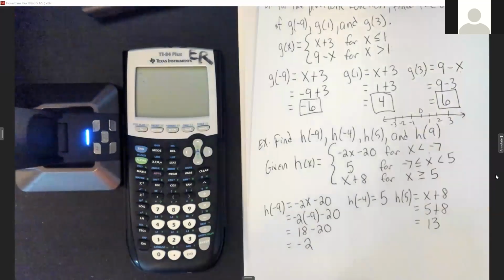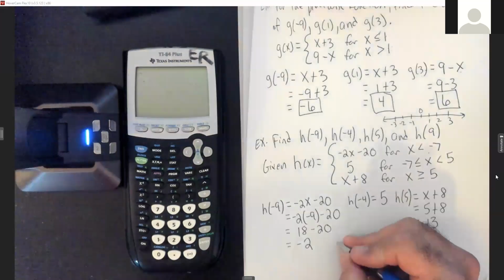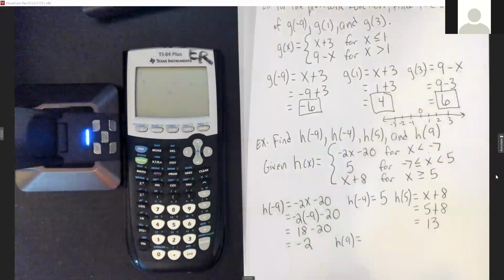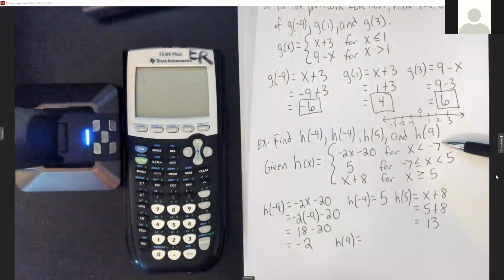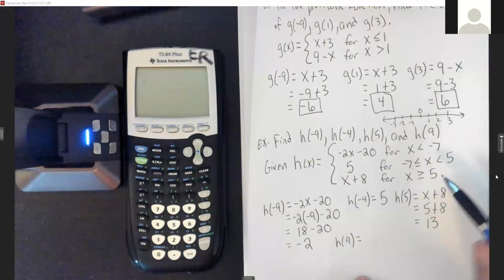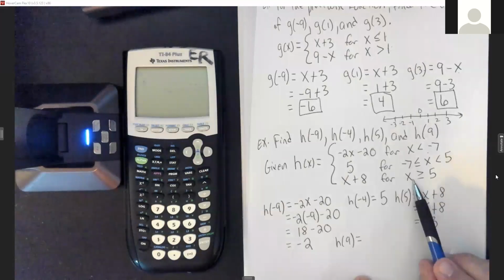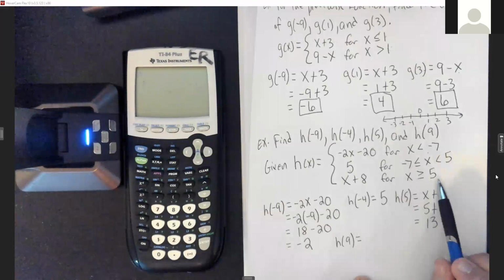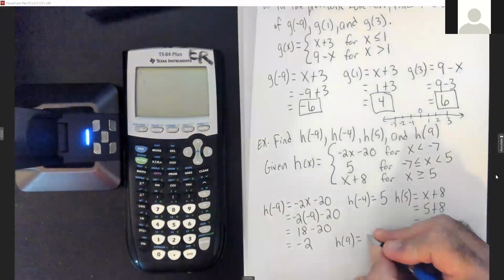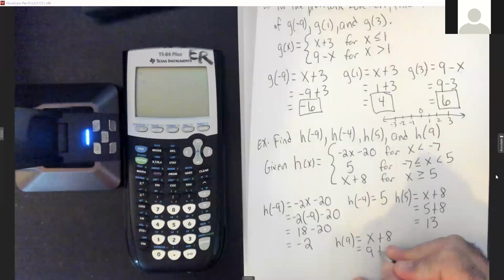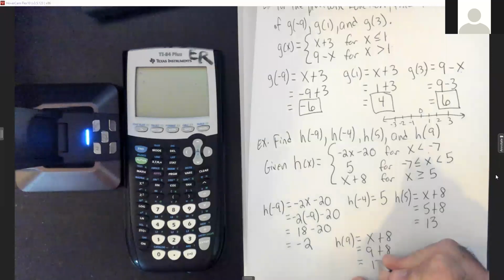And then I think I had one more, h of 9. So h of 9, we've got to see, 9 is not less than negative 7. 9 is not in between negative 7 and 5. 9 is greater than 5. So I used the last equation, which was x plus 8, and replace the x with a 9. So I got 9 plus 8, which will equal 17.